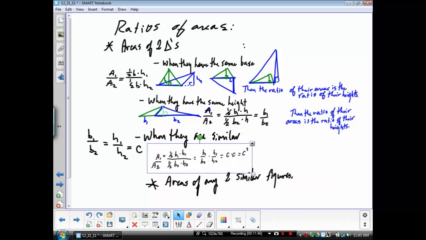Now, what happens with similar triangles, as in the ratio is the square of the scale factor, happens with any two similar figures. And that is our last bulleted item.